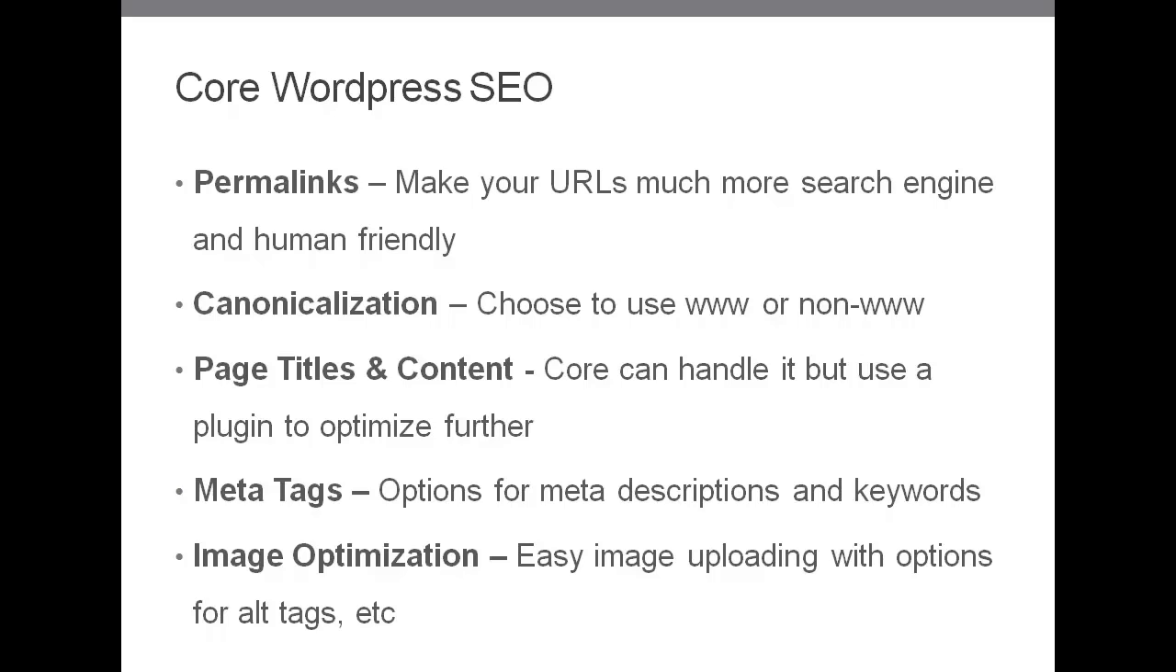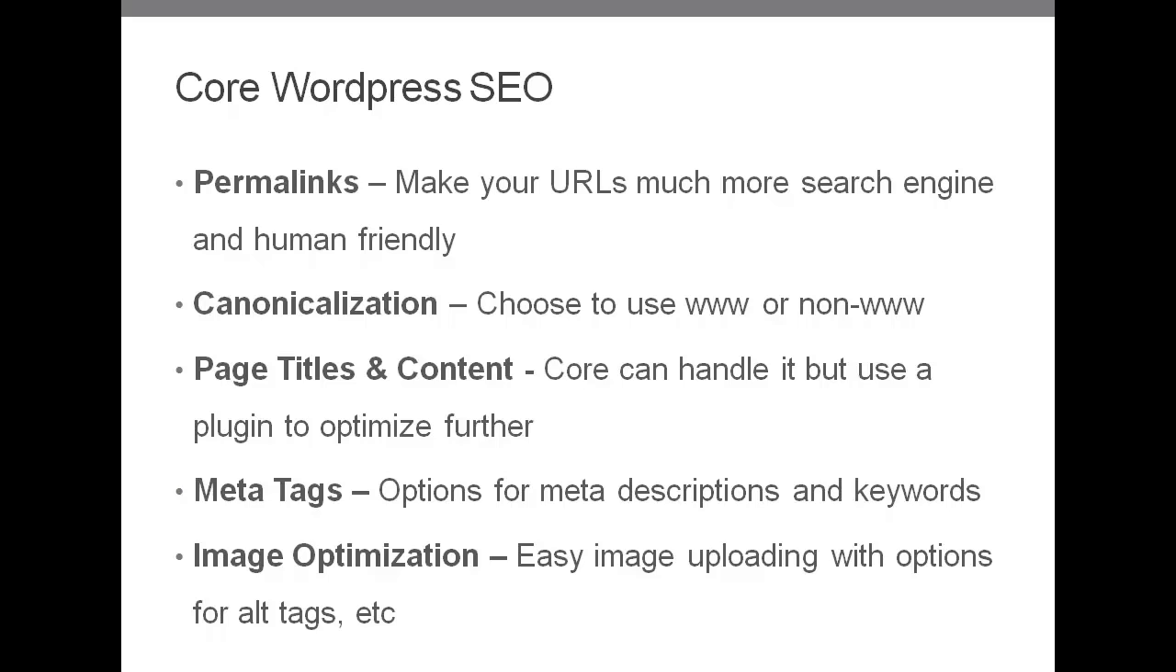Page titles and content. So WordPress Core can handle this. You can change page titles and things like that, but you can use plugins to optimize it further, so you can really get in there and customize your titles and content. Meta tags. We have options for meta descriptions and keywords. Meta tags don't hold that much weight as far as results, if any, but the description is what your users see when your site comes up, so you want to optimize that no matter what.